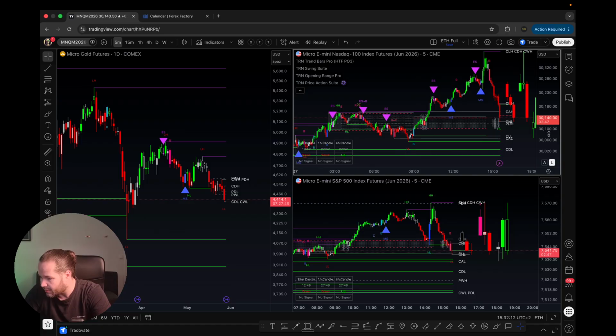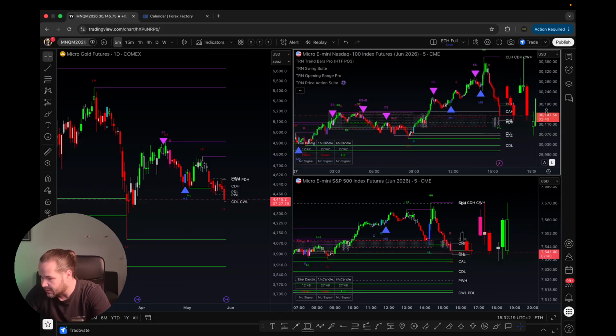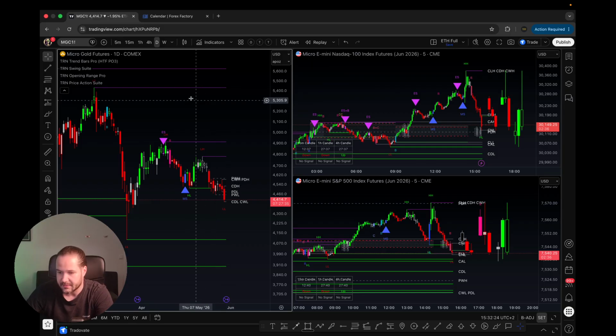We have about 3 minutes left here. If we manage to close above the current Asian session high, then there is a chance for a long signal. But let's see.